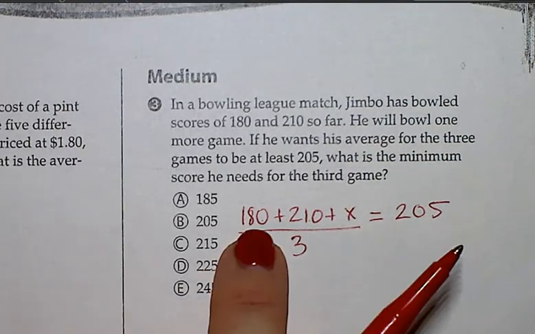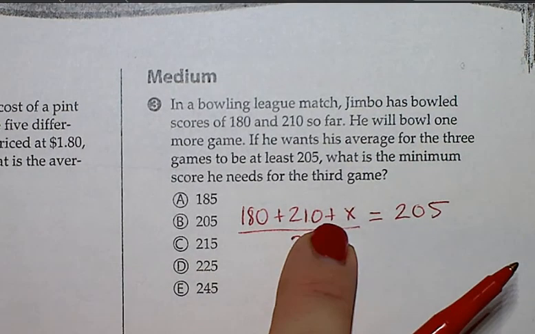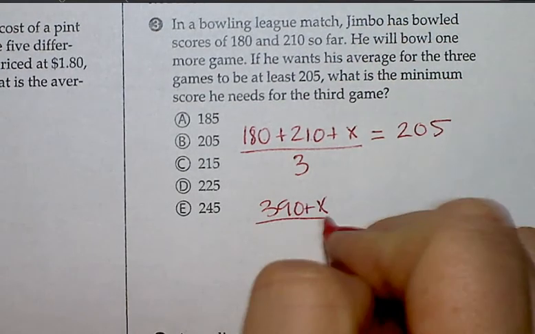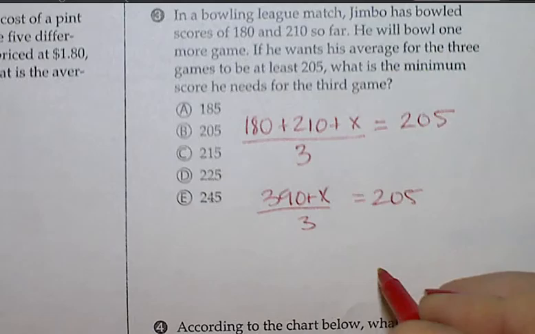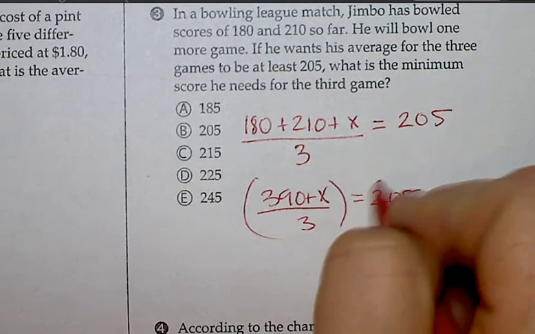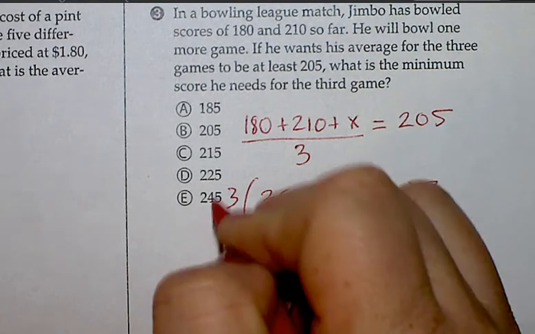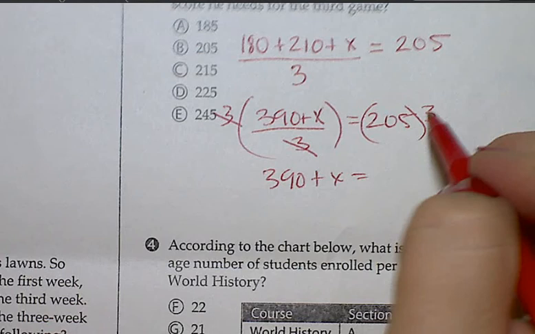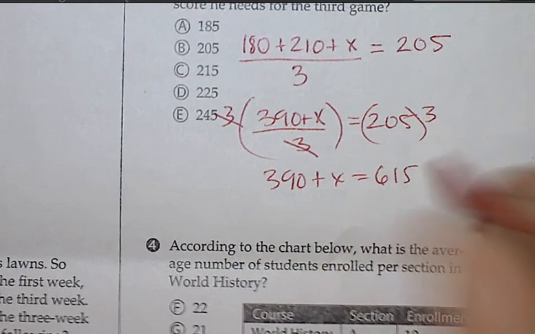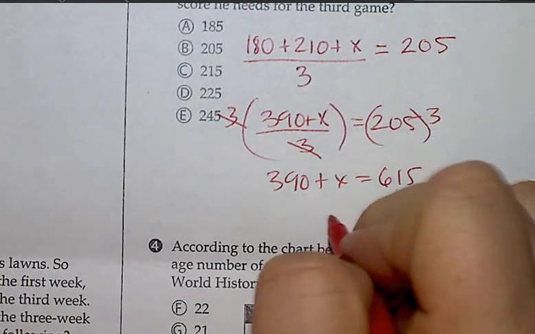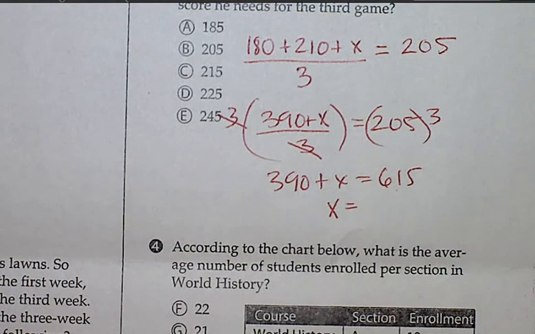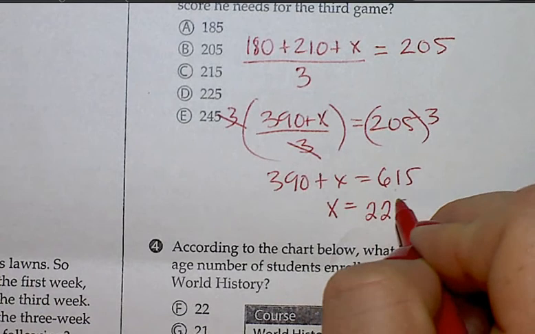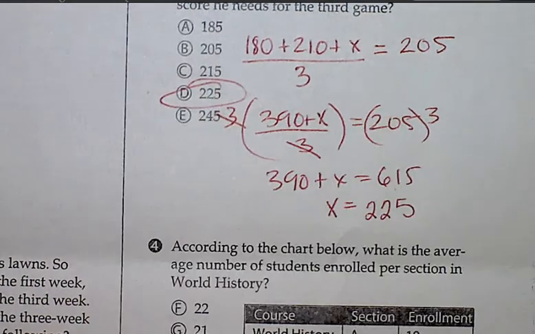Do me a favor, what is 180 plus 210? Thank you. Okay, now we want to cancel out the 3. So the opposite of dividing is multiplying. And 205 times 3 is 615. Please take 615 and subtract 390 for me. What do you get for an answer? 225, yes or no? Yes. Okay, so that's how I did it algebraically. Is there a faster way to do this?